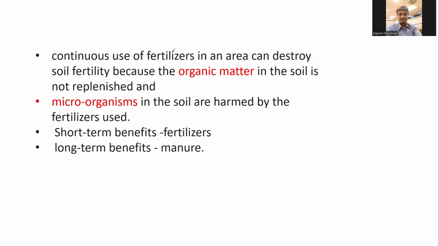Next, continued use of fertilizer in an area can destroy the soil fertility. I just explained and you saw that when fertilizers get accumulated in a corner of a farm, that area and the plants will be destroyed, because organic matter in the soil is not replenished. What we are adding is chemical, but not organic matter, which is important for the soil. Microorganisms in the soil are harmed by fertilizer use because again it's a chemical.